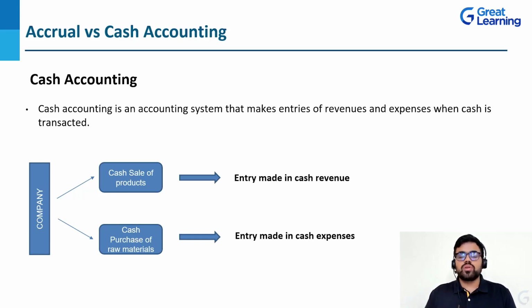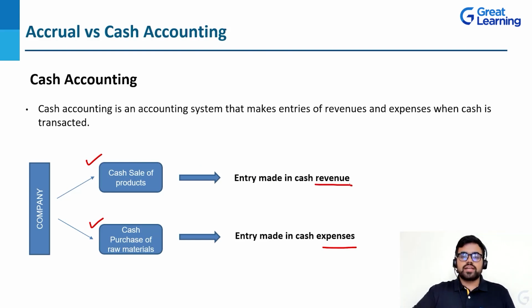So the revenue is entered and the expense is noted only and only when the cash has been received or paid out. So let's say that you are purchasing raw materials for your business. The day on which you give out the payment as cash will be recorded in the expense account. Secondly, when you make the sale of those products, on the day you receive that cash from the particular customer, then the entry will be made in the revenue account.